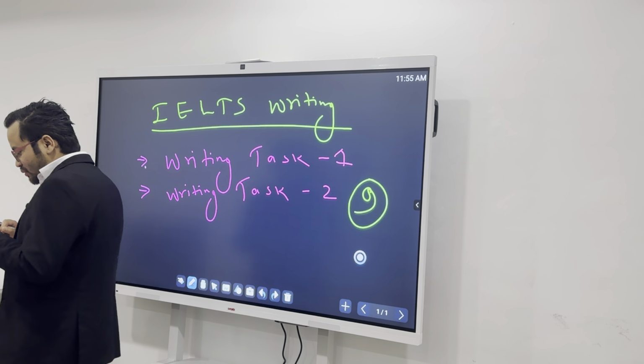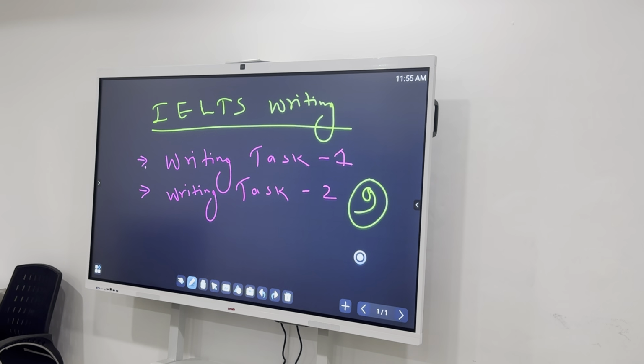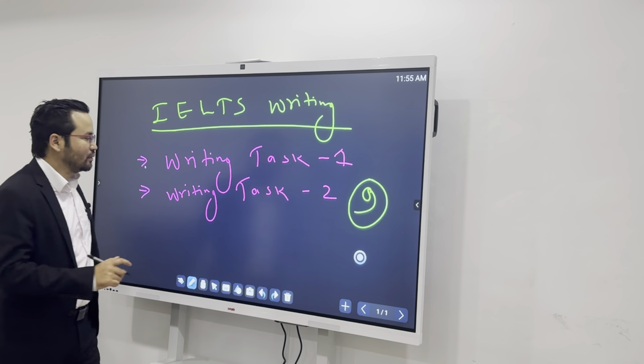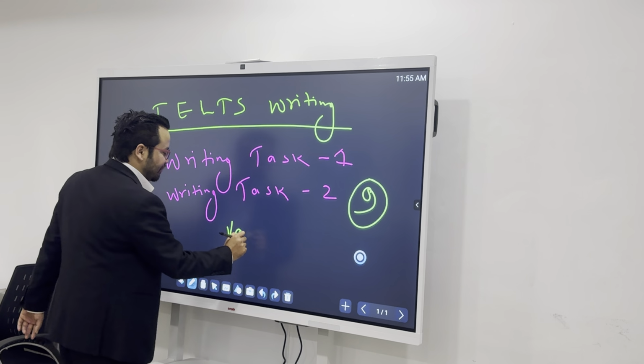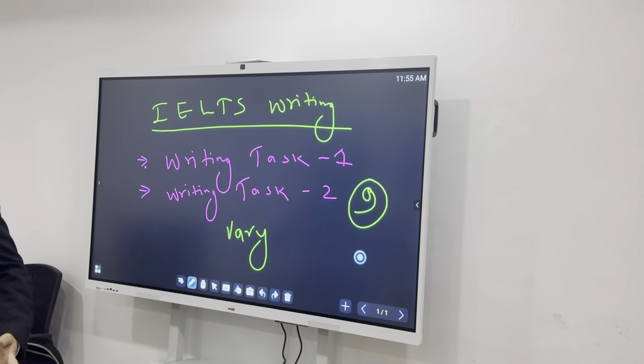Okay, question types vary. Please write down the sentence: Question types vary. It's spelled V-A-R-Y, vary. Please remember, vary means different. Question types vary. Full stop.